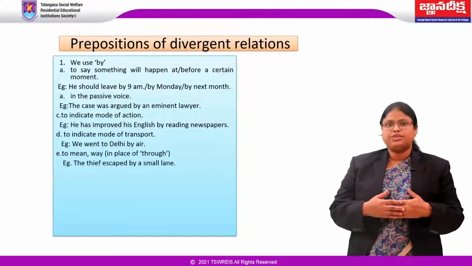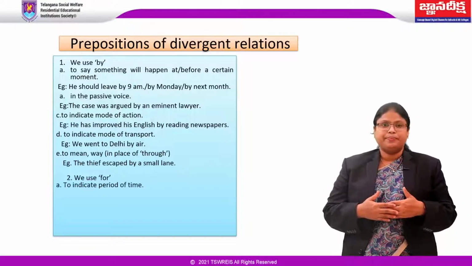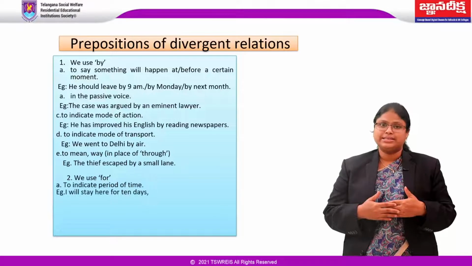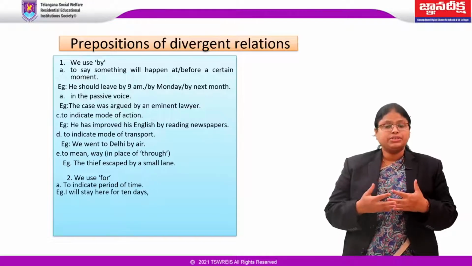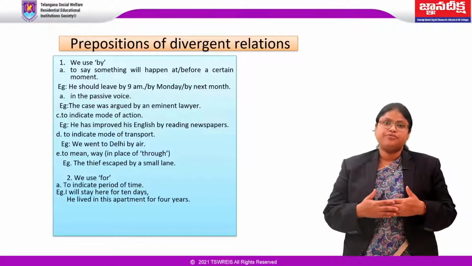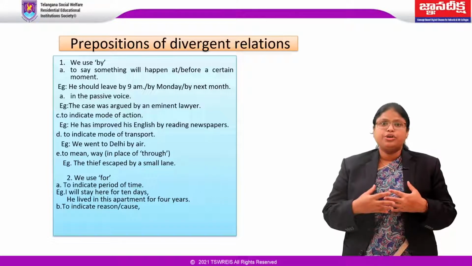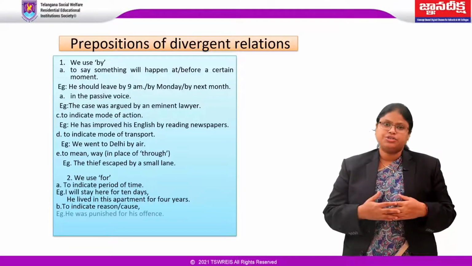The second one is for. We use for to indicate period of time. I will stay here for 10 days. To indicate reason or cause, for example, he was punished for his offense. To indicate purpose, for example, you should read books to gain knowledge.